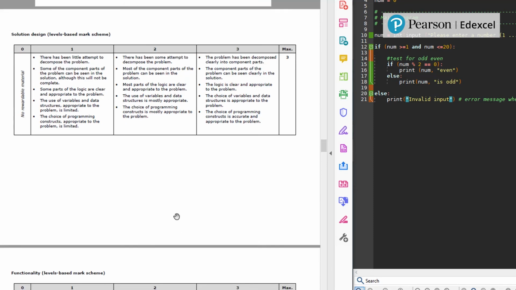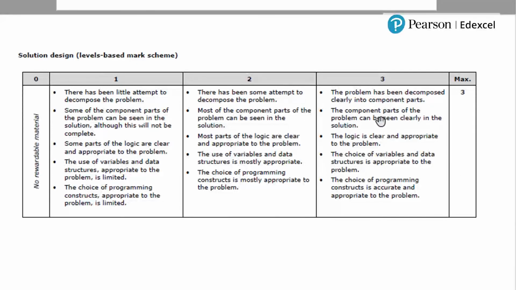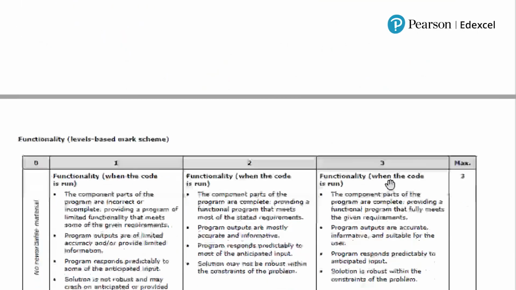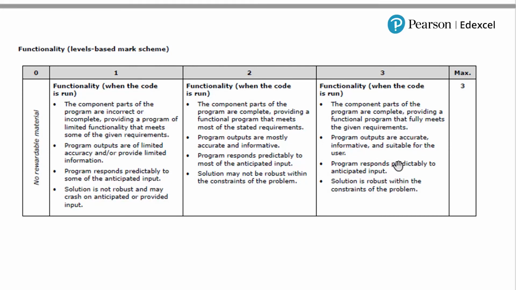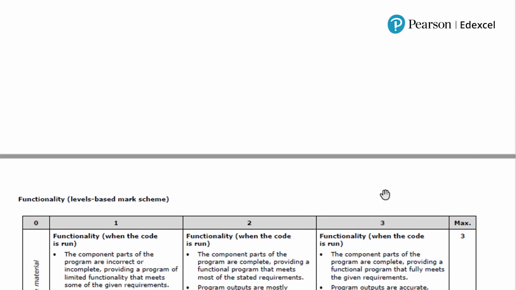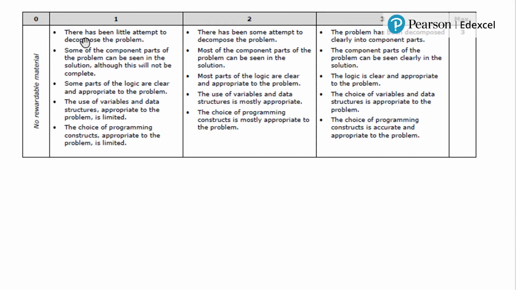So let's have a quick look at that. So solution design will be if it's clear and appropriate logic to the problem, and then the functionality is if it works. So ostensibly here you could get 3 marks for a completely fully working solution, even if the solution design has been very unclear and ill chosen functions.